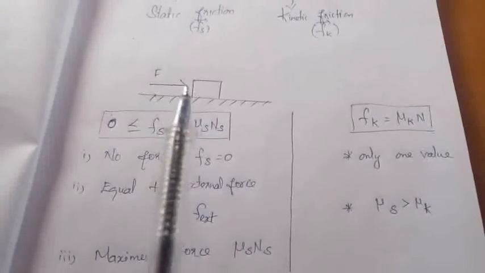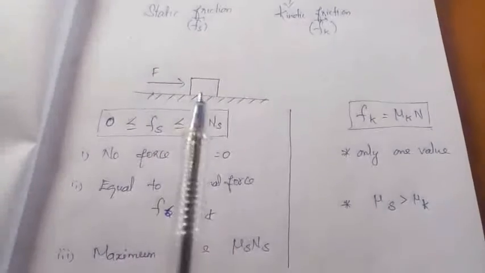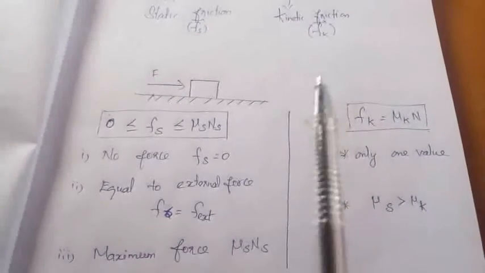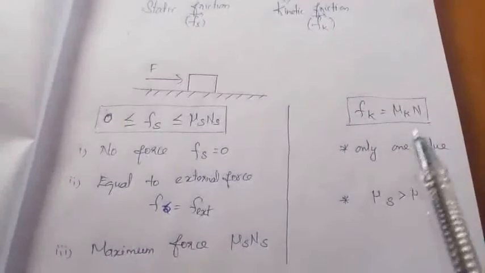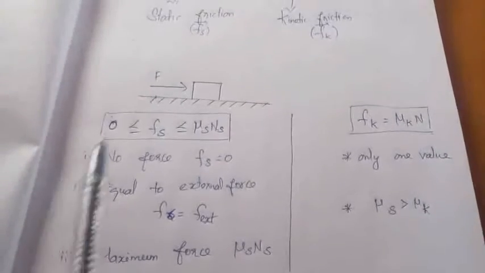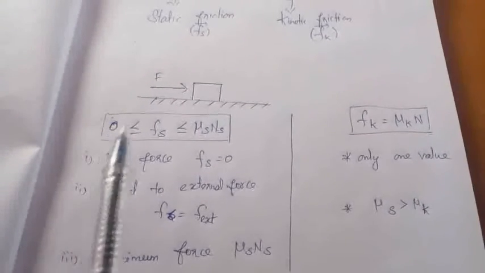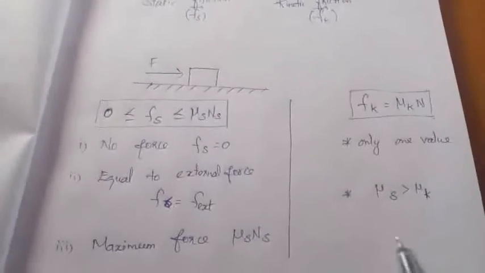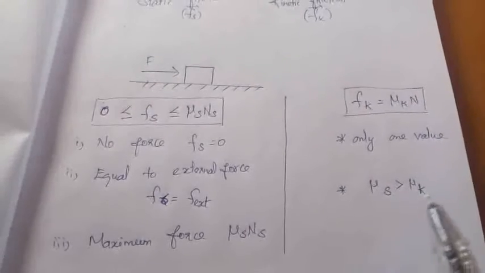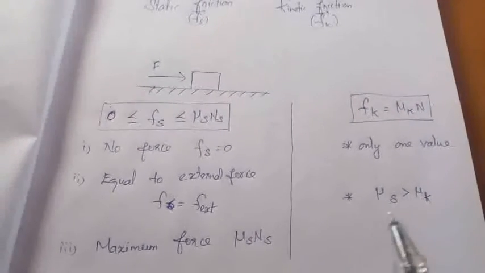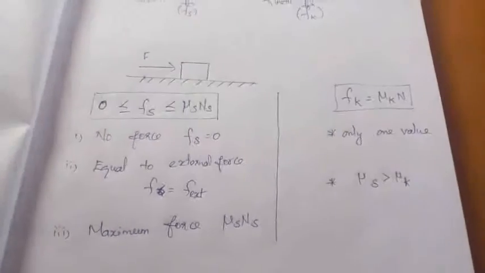When we give the force on the object and the object moves in the forward direction, that is kinetic friction, which has only one value. But static friction has values from 0 to the maximum, and always mu s is greater than mu k. The mu s value is always greater than mu k.